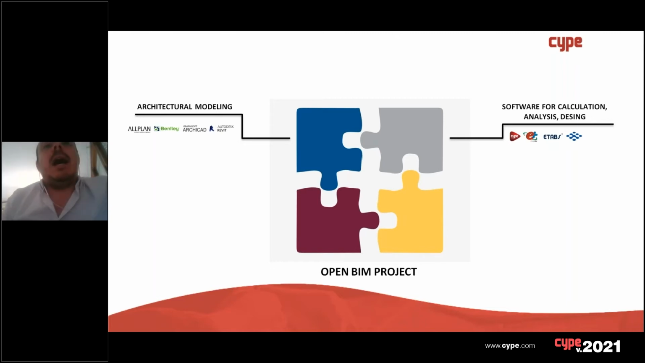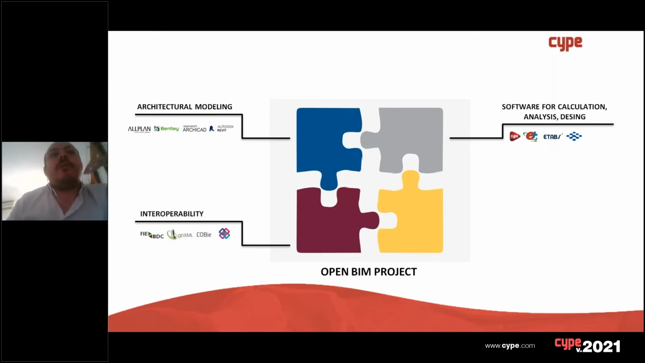Then we need a third component, a third element to bind both of the first two elements. That is the interoperability. So we must connect the architectural modeling with the design or the specialized software. We must connect both of them, and we must have this interoperability. And here when we talk about OpenBIM, we use open formats. The main open format is the IFC format. It's this little icon that you can see here. It's a very popular format.